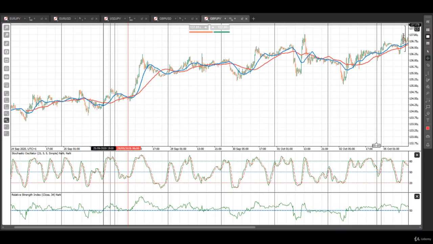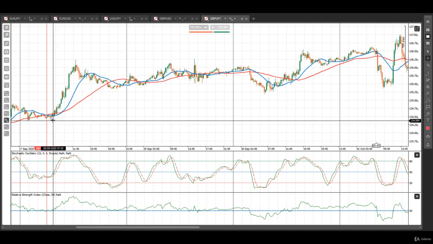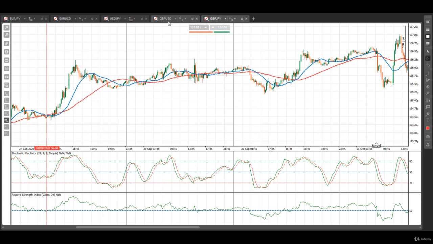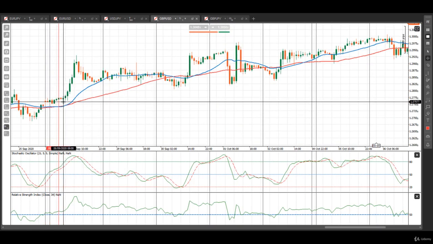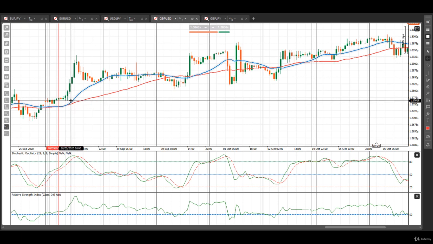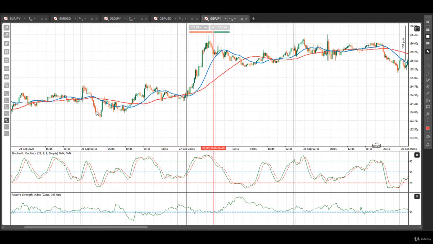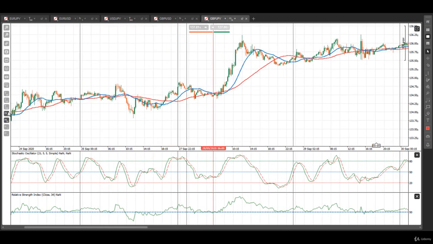Let's measure right now the movement from the bottom to the top. We have 185 pips from the bottom to the top. 166. The GBP JPY is the best.